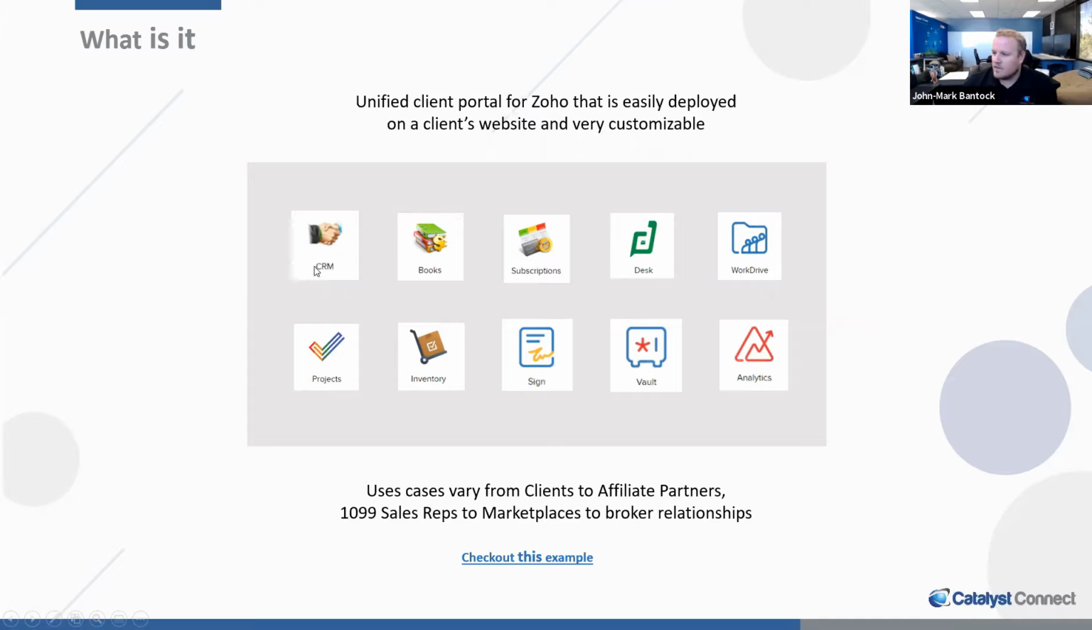The apps that we currently support are, of course, CRM, Books, Subscriptions, Desk, WorkDrive, Projects, Inventory for our e-commerce functionality, Zoho Sign, Vault, and Analytics. Now, we've seen lots of different use cases being deployed for this portal. The most common use case, of course, is a client portal, meaning an end user who's logging in to update account information, submit tickets, pay for invoices, etc.